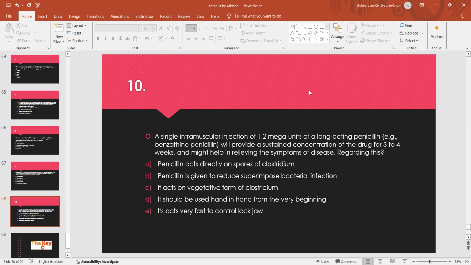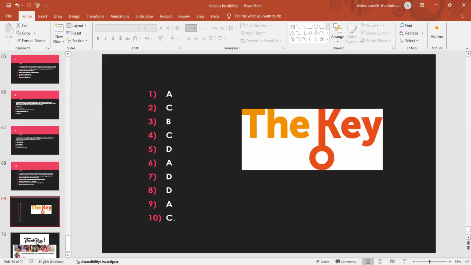It's C. It acts on the vegetative form of Clostridium. This is the key of the MCQs.